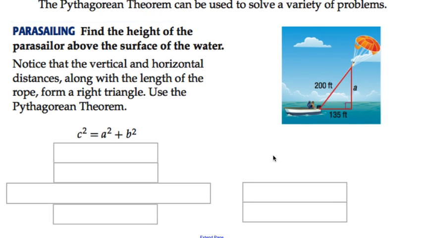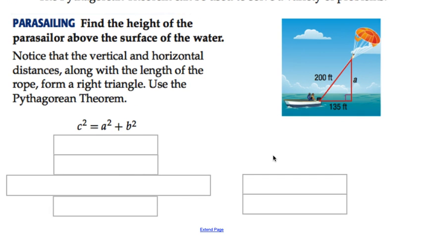Our first example is parasailing. It says find the height of the parasailer above the surface of the water. So we have this nice little picture here. We have somebody parasailing, and we want to find the length of that leg of the right triangle. Okay, so we're given the hypotenuse is 200 and one of the legs is 135, so that should follow the Pythagorean theorem. So here's our Pythagorean theorem.